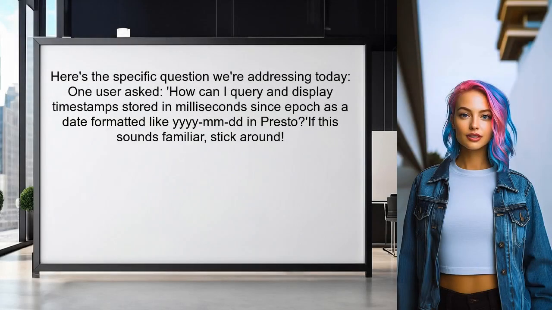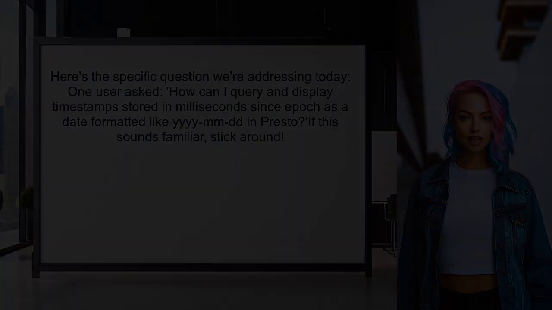Here's the specific question we're addressing today. One user asked, how can I query and display timestamps stored in milliseconds since epoch as a date like YYYYMMDD in Presto? If this sounds familiar, stick around as we explore the solution together.